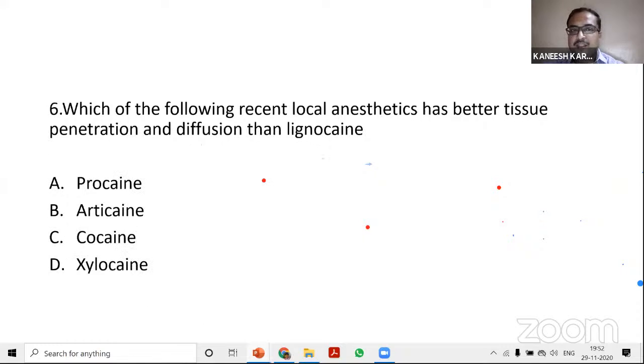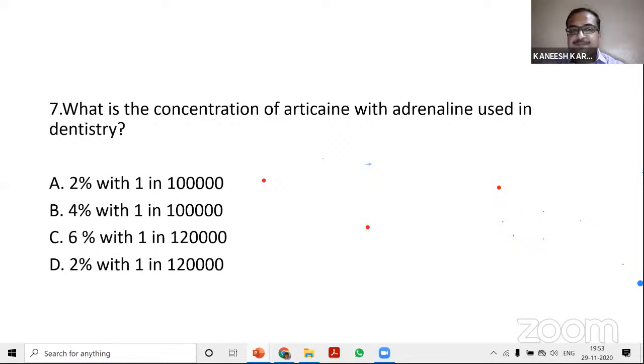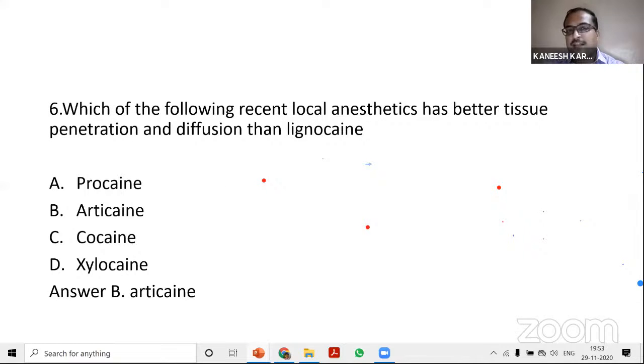Which of the following recent local anesthetics has better tissue penetration and diffusion than lignocaine? Very good. It is articaine. Articaine is a new generation of local anesthetic agent which has more penetration and diffusion than lignocaine.